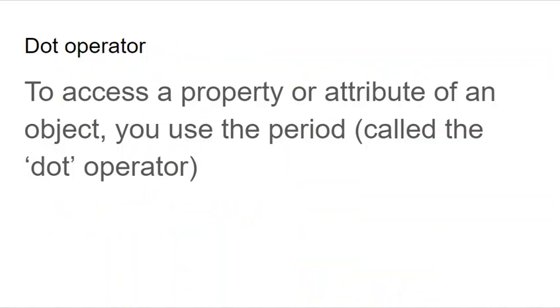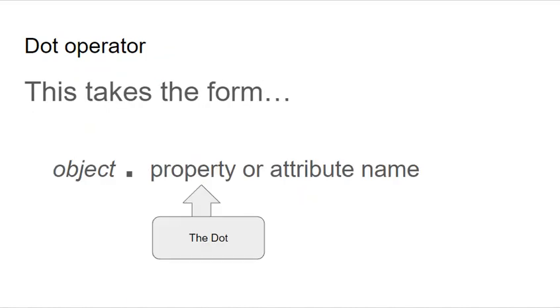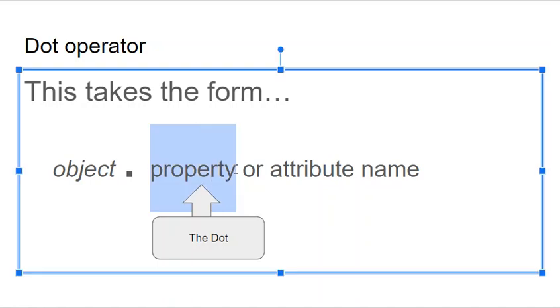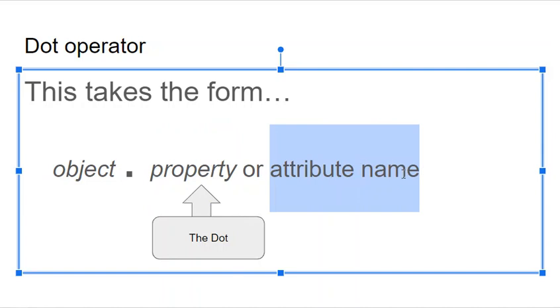Now, to access, to read or write, a property or an attribute of an object, you use the dot operator, the period operator. This is just like many other programming languages. So it takes the form object dot property. You know, let's do that. Object dot property.